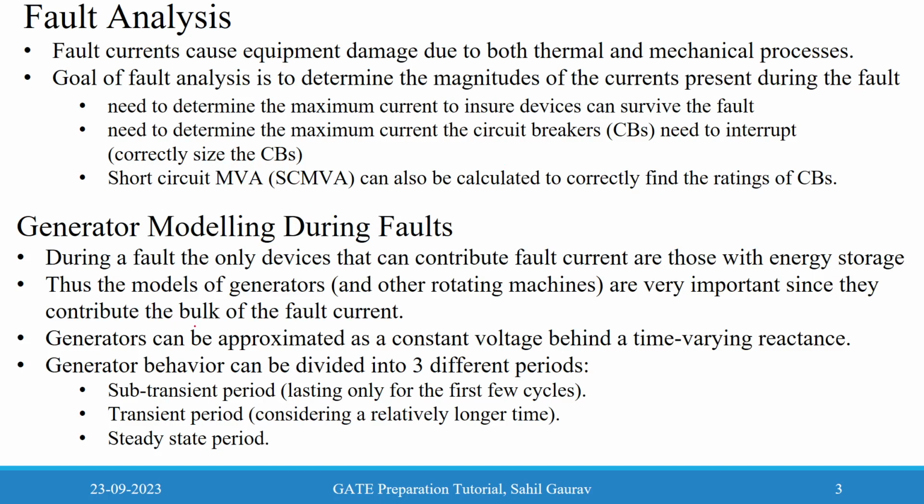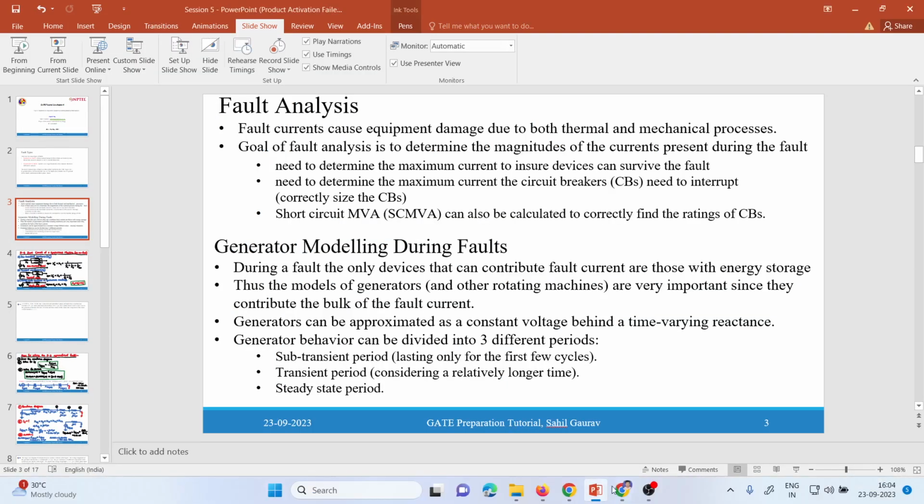And next we need to do generator modeling. During a fault, the only devices that can contribute fault current are those with energy storage. Thus the model of generators is very important since they contribute the bulk of the fault current, because whatever fault current is coming, the generators, the active sources, are the only ones providing it.